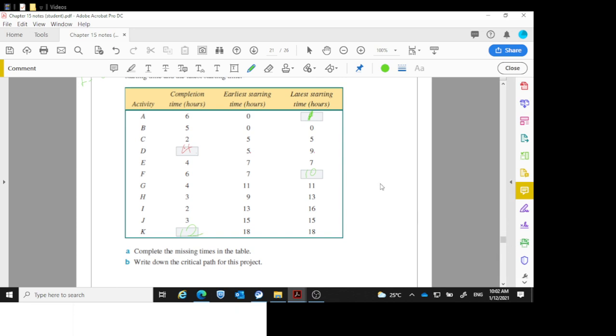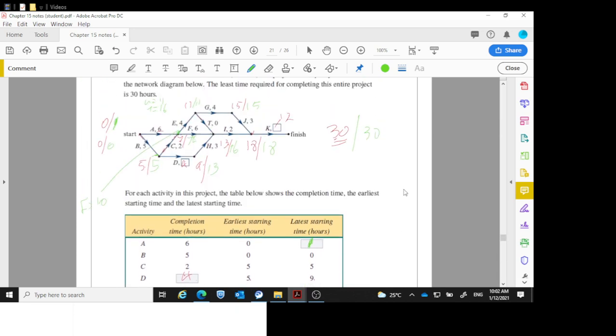Find the critical path. Okay, I will write the critical path up the top here. It's where the numbers are the same. So I've got this B there.